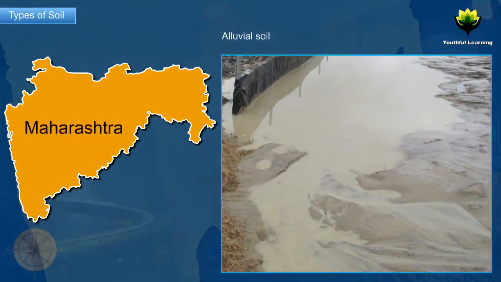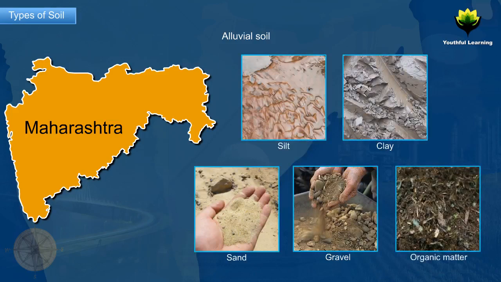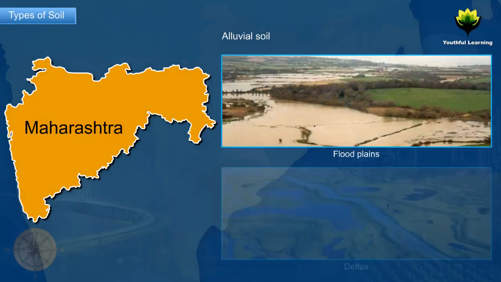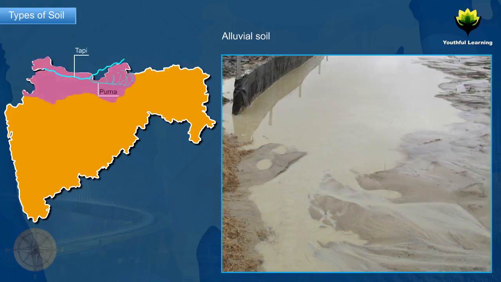Alluvial soil. Alluvium is the material deposited by rivers. It contains silt, clay, sand, gravel, and organic matter. Alluvial soil is formed in the downstream areas of rivers, especially in floodplains and deltas. It is fine-grained and fertile. In Maharashtra, it is found in the basins of Tapi and Purna in North Maharashtra, and in the coastal tracts of Konkan near the mouths of various rivers.